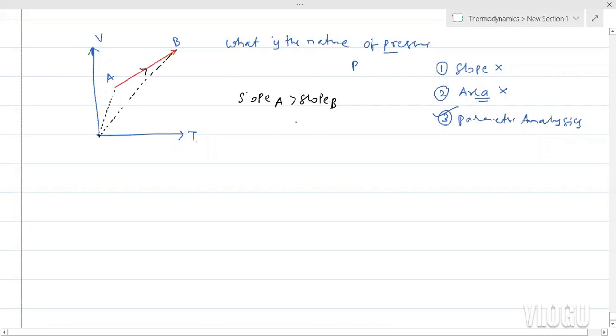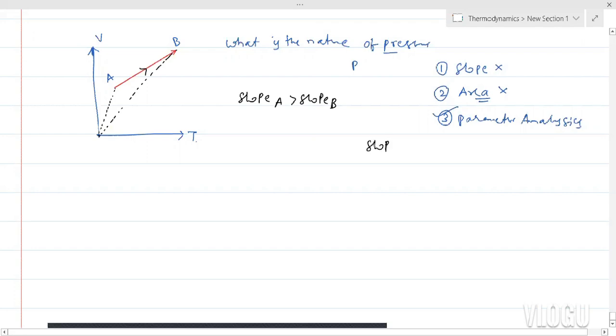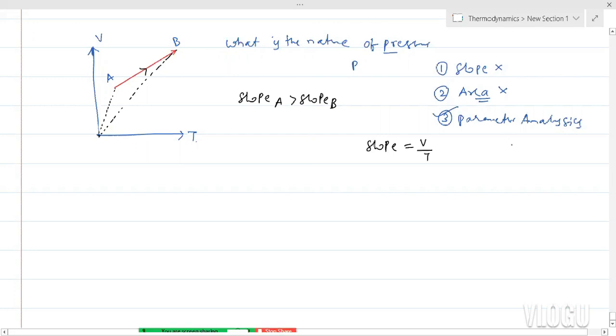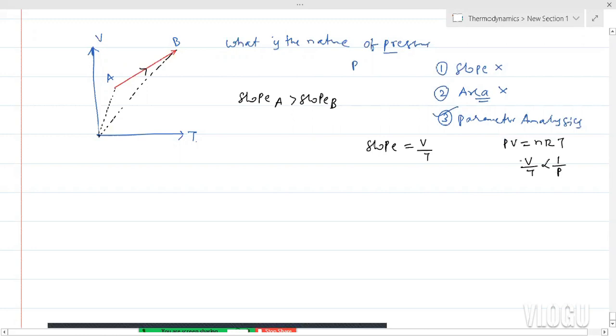We have a simple trick. The line which is nearer to the y-axis has more slope. Slope of A is more than slope of B. When we think of slope, slope is nothing but V by T. For an ideal gas, we write PV equals nRT. So V by T is inversely proportional to pressure. So automatically the slope is inversely proportional to pressure.